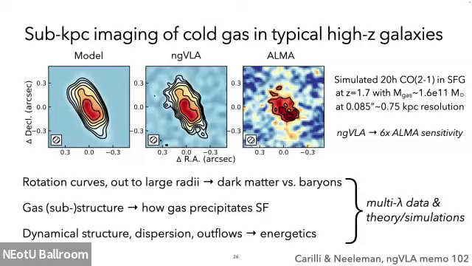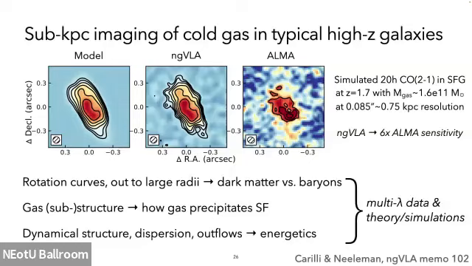And to make progress here, we really need this increased sensitivity that NGVLA will bring. So in the same time, the NGVLA will do a complete map here and resolve this galaxy at sub-parsec resolution, meaning that we will be able to trace the rotation curve and measure the dark matter and baryon fractions at various radii, but also model the gas substructure and see how the gas actually precipitates the star formation. And finally, this will also help to measure the dynamical structure, and particularly also the dispersion and potential gas outflows, which constrain the energetics inside the galaxy.